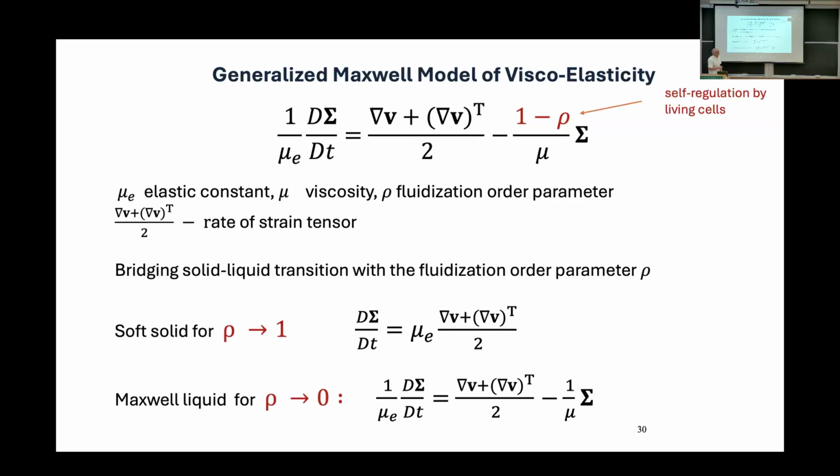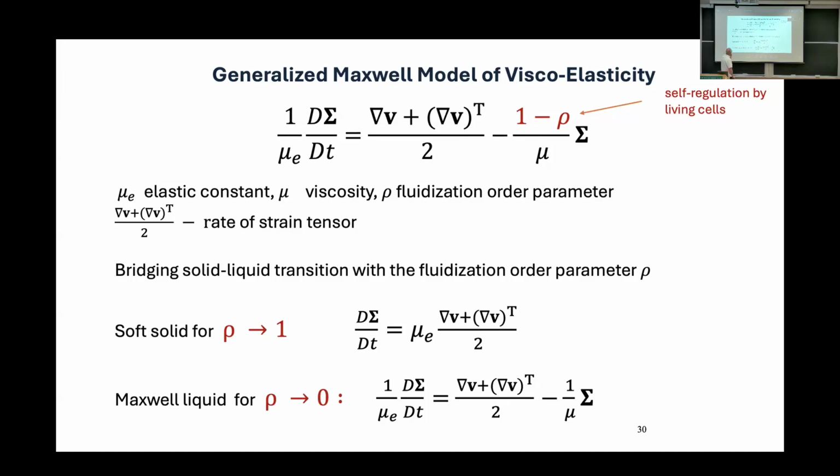Okay, and then we come to the equation of state, the Maxwell model, which is described in the following form. It's similar to the Oldroyd-B model, but there is one important caveat, which I will explain. This is the rate of strain tensor, and this is the derivative of the stress tensor. And mu_E is elasticity, and mu is the viscosity. The primary innovation here is the dependence of the relaxation time on the order parameter. This was not done before. So this is a highly unusual viscoelastic solid.